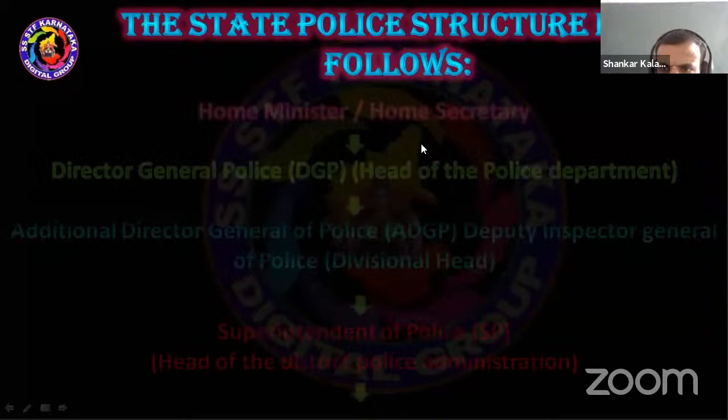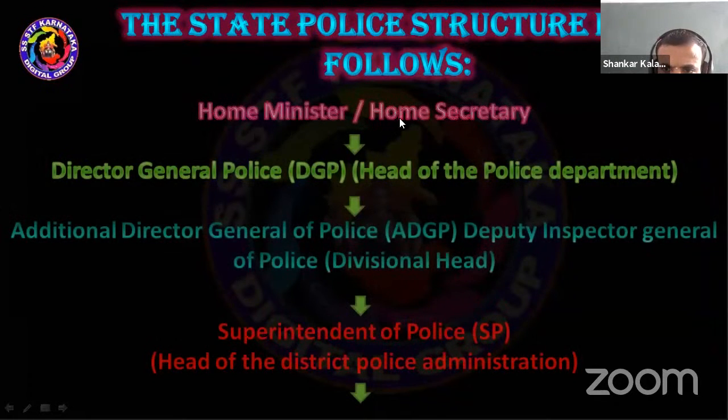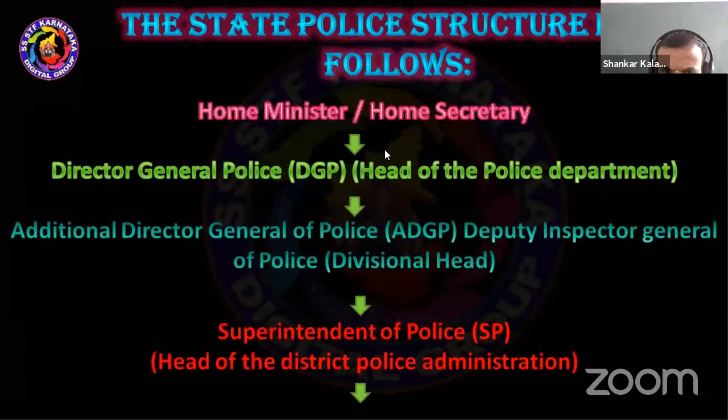This is the structure of the police force of a state: Home Minister or Home Secretary. Under him, DGP, Director General of Police, the head of the police department. DGP is the head of the entire police department of the state. Under him, the Additional Director General of Police.